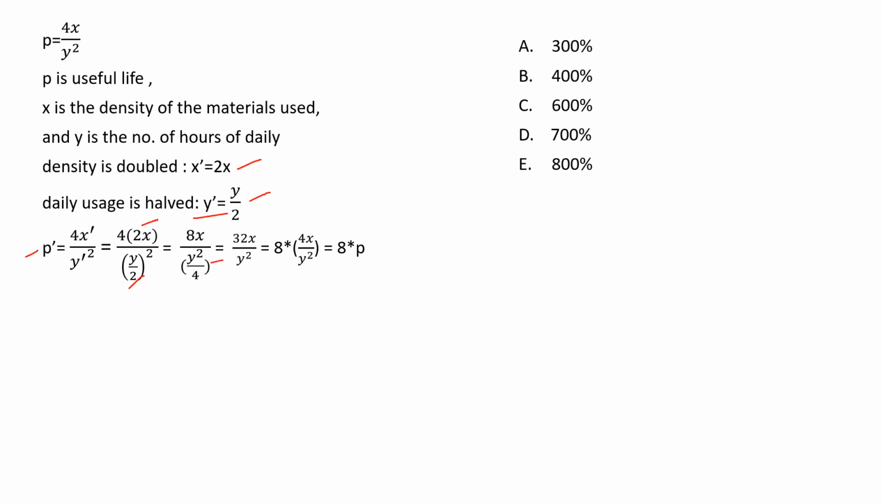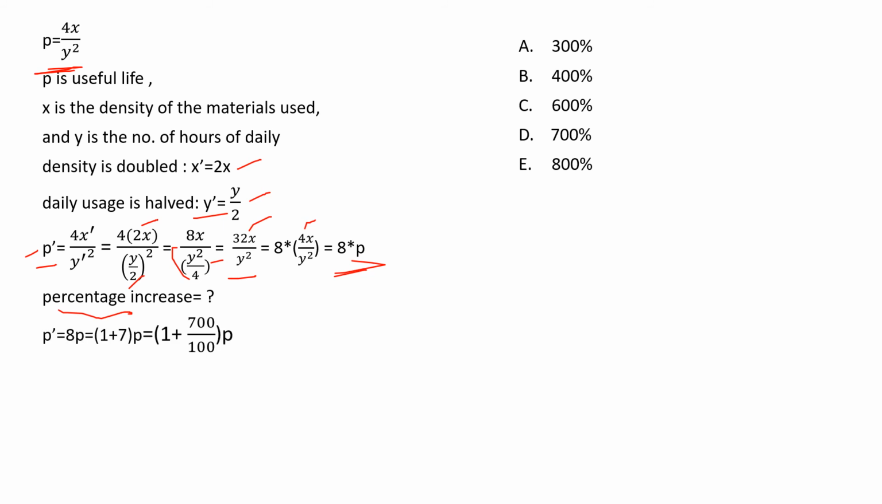and you take 4 to the numerator because when you're dividing by a fraction, you multiply with its reciprocal, right? So 4 goes into the numerator and you get 32x divided by y square. That is nothing but 8 into 4x by y square. 4x by y square is our original useful life, that is P. So our new useful life comes out to be 8 times P, but we are asked percentage increase.